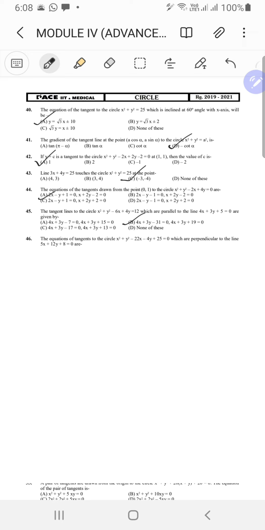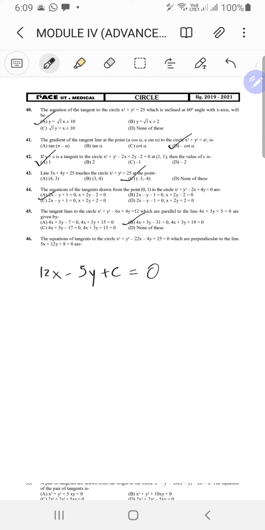Plus y squared minus 22x minus 4y plus 25 is the ratio perpendicular to the line. Okay, from the circle perpendicular to the line. Perpendicular, okay, cool. So it is like 12x minus 5y plus 8 equal to 0. Okay, not necessarily 8, it's some constant c equal to 0. Just switch them and take one of them to be negative.